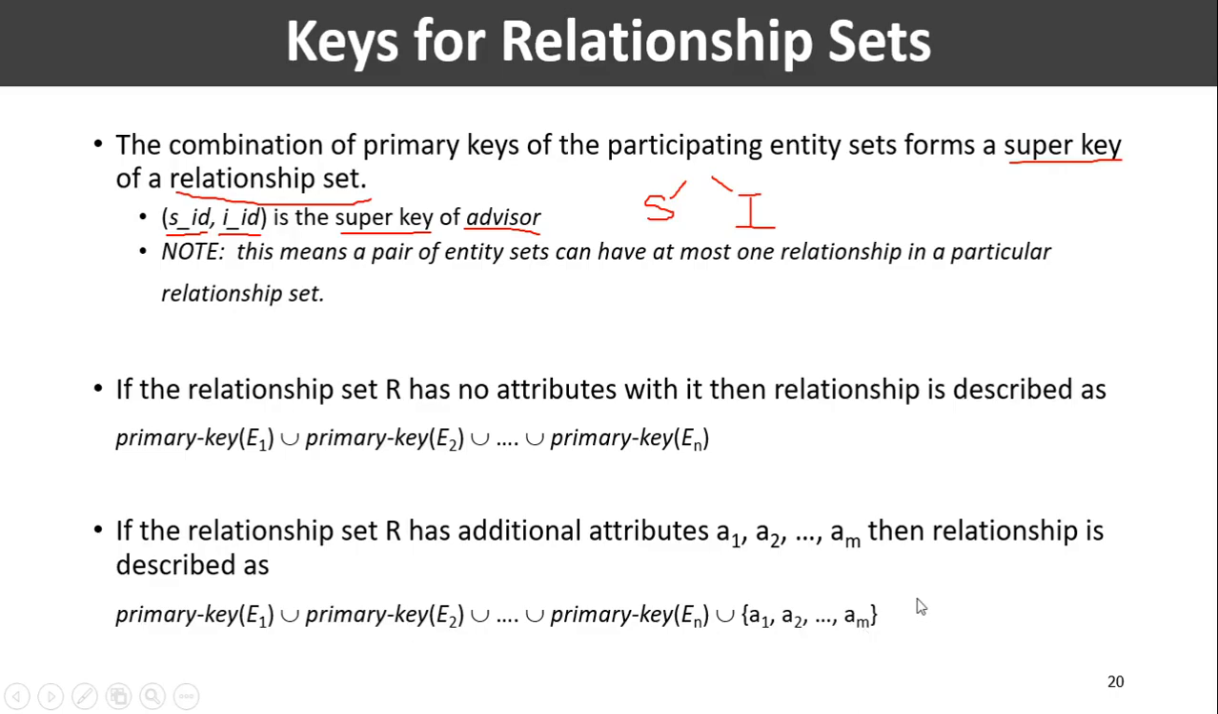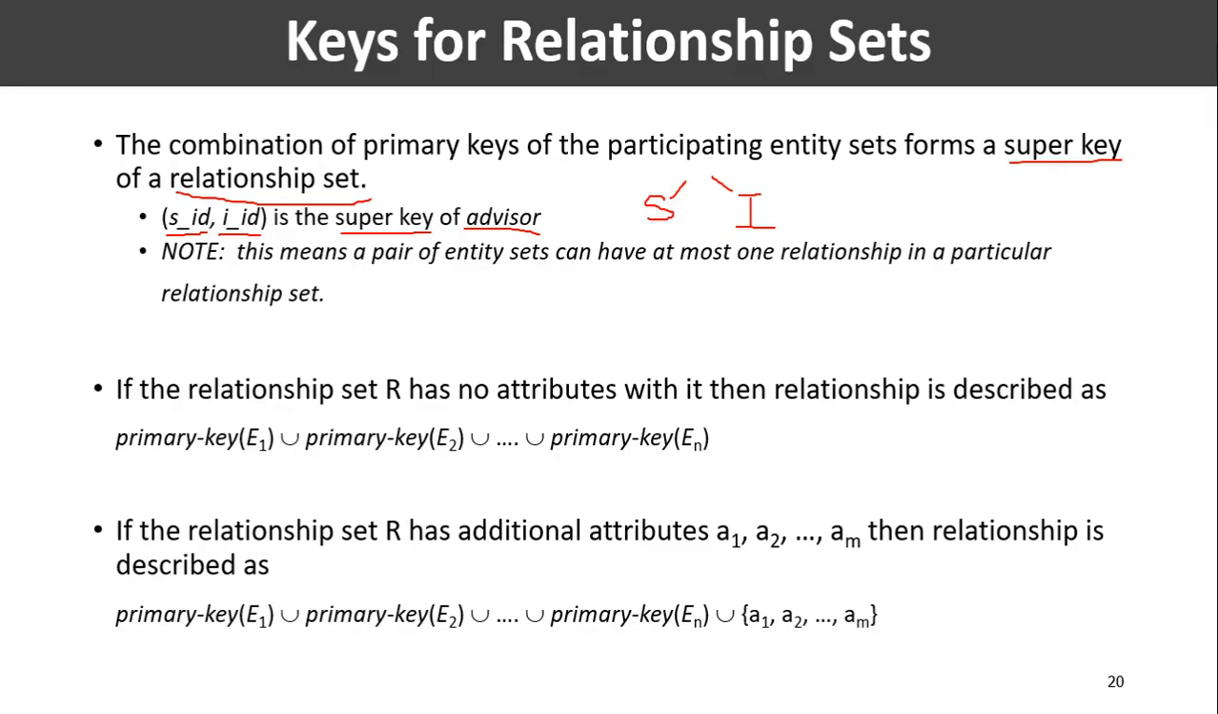So, I'll once again want you to recall that the relationship may have its additional attributes. For example, if we are talking about advisor as the relationship, then we have seen earlier that this advisor relationship may have its own attribute, say, date of association between the student and the instructor. So if we want to store that additional information, we may have an additional descriptive attribute for the relationship set.